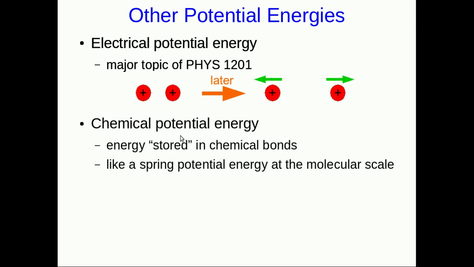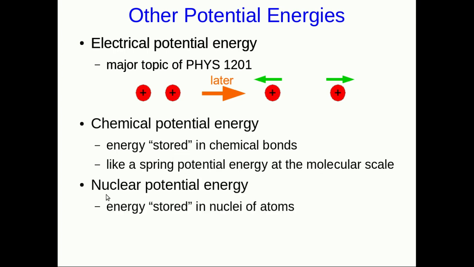Chemical potential energy is really just electrical potential energy on the molecular scale, so it's also going to depend on position. We often treat it as though it's a spring potential energy because molecular bonds behave so much like springs. And finally, nuclear potential energy is again very similar to chemical potential energy, but instead of molecules, we're now talking about nuclei.